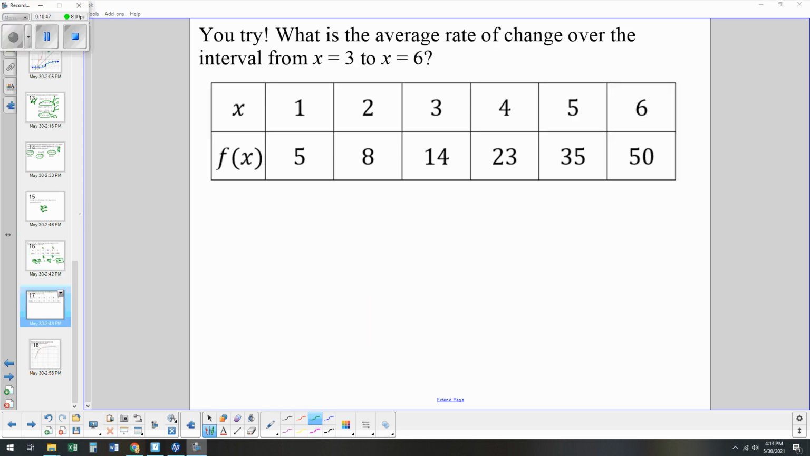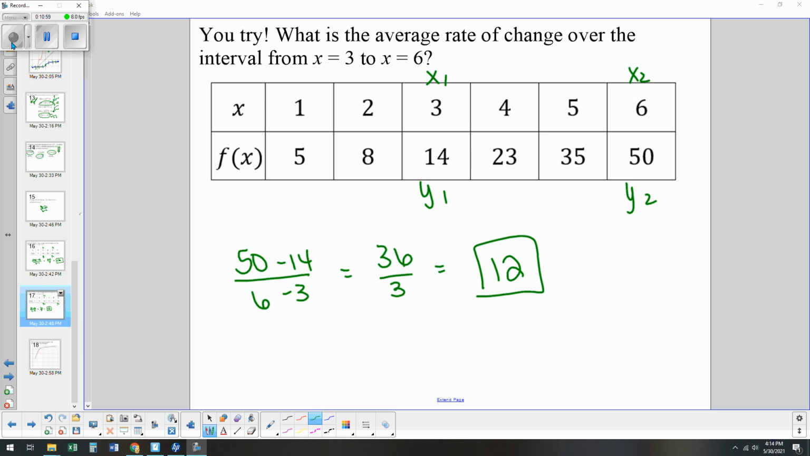So you go ahead and try this one. Find the average rate of change over the interval from x equals 3 to x equals 6. Pause it and then check your answer. All right, so when I do 50 minus 14 over 6 minus 3, we get 36 over 3, or an average rate of change of 12.